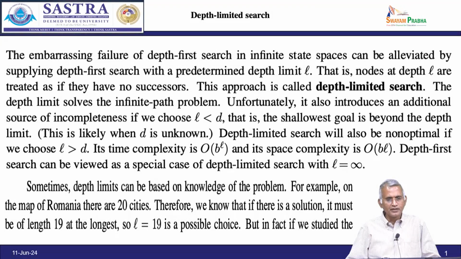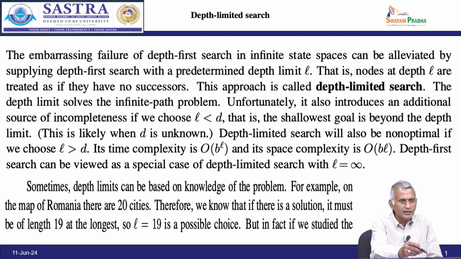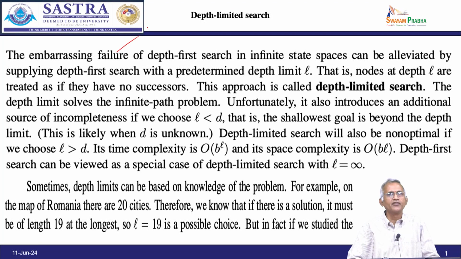Next, depth limited search. The embarrassing failure of depth first search in an infinite state space can be alleviated by supplying the depth first search with a predetermined depth limit L. That is, nodes at depth L are treated as if they have no successors. This approach is called depth limited search. The depth limit solves the infinite path problem.